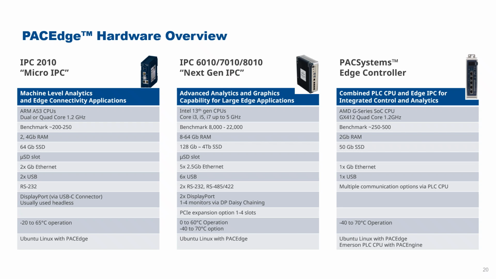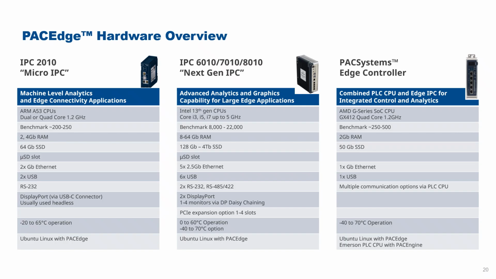Instead of 250 as your benchmark, we're now starting at around the 8,000 level. So a huge jump. That's about 40 times the performance for the entry-level IPC 6010 compared to the IPC 2010.